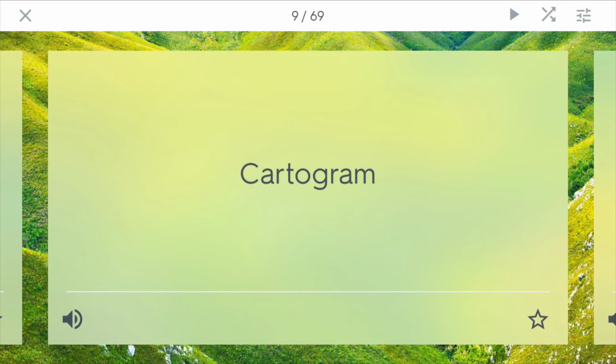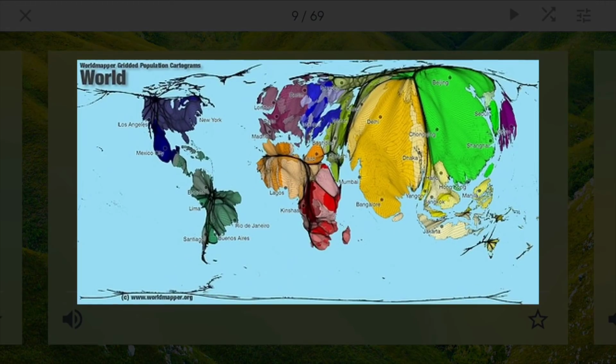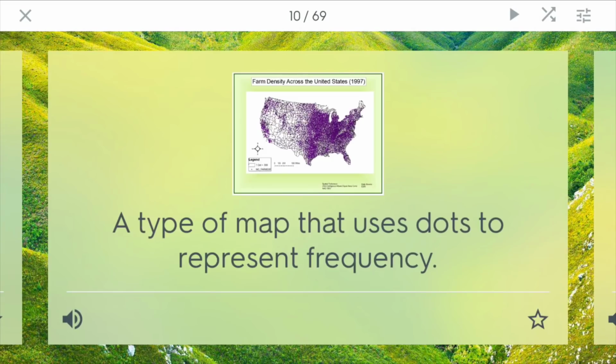Also, there's a cartogram, which is a type of map where size equals its actual value. So in this map, it shows that India and China are disproportionately big compared to everything else. Usually people use this to maybe show the amount of something that a country produces in proportion to the rest of the world. A dot density map is a type of map that uses dots to represent frequency.